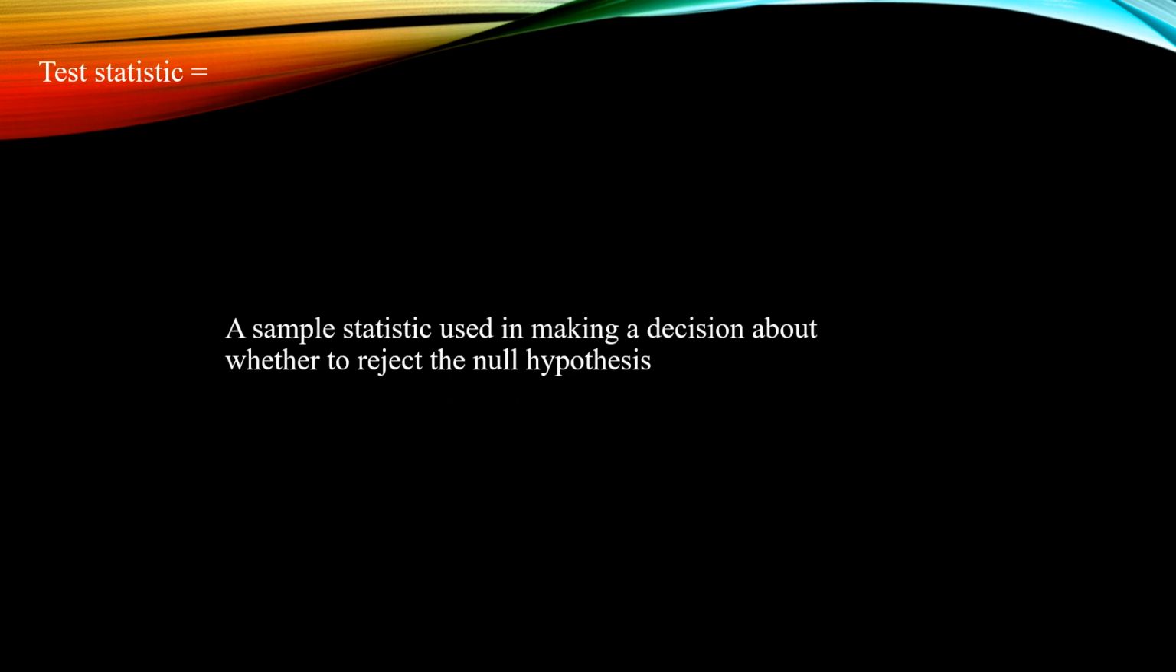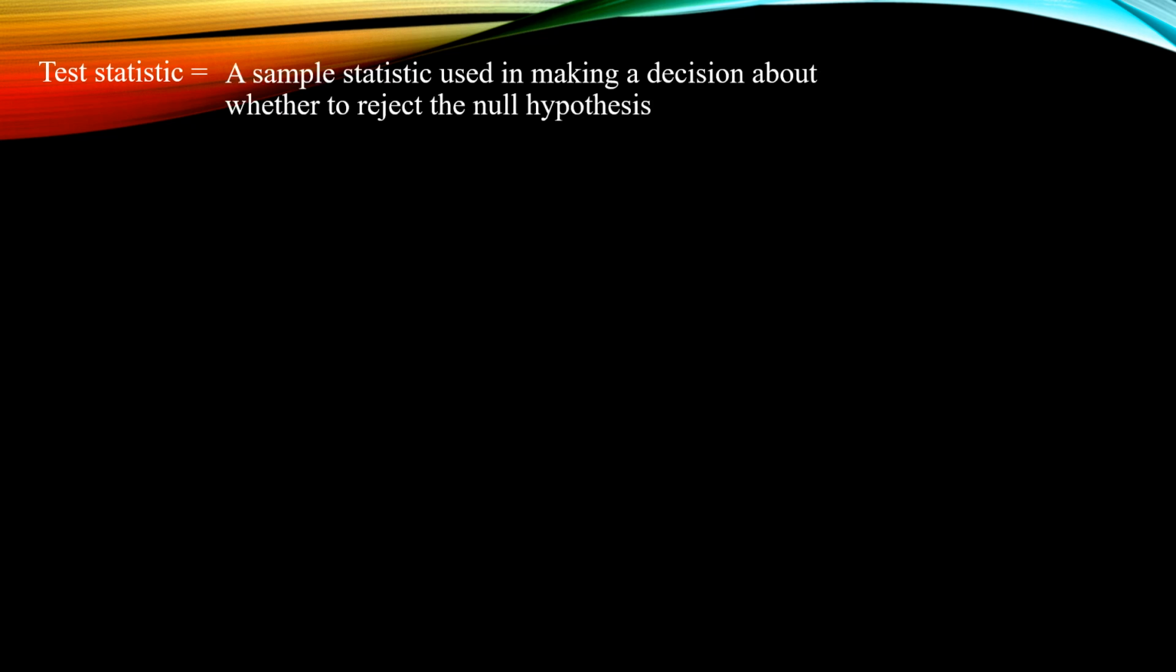A test statistic is obtained from the sample that you use to conduct your hypothesis test. So you have your claim, whether it is the null hypothesis or the alternative hypothesis. It turns out you only ever test the null hypothesis. So a sample statistic is used to determine whether you're going to reject the null hypothesis or not.